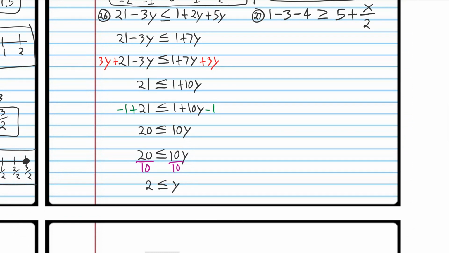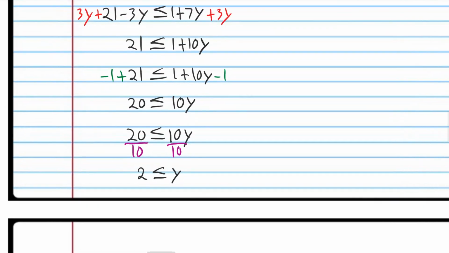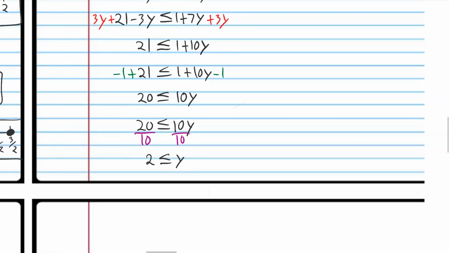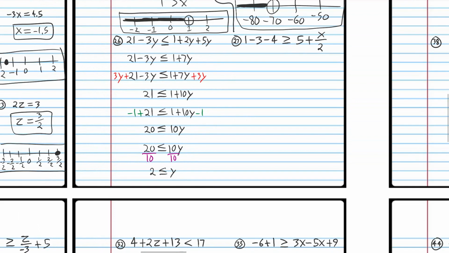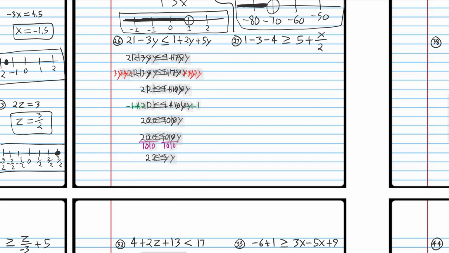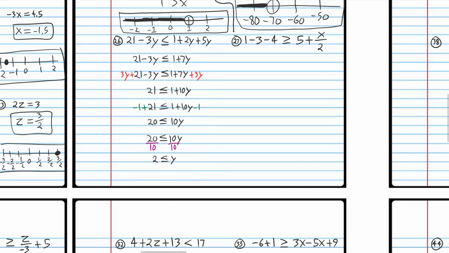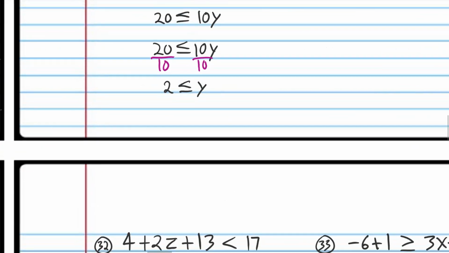So if you got 2 is less than or equal to y, good job. So again, because this is a less than or equal to sign, we say 2 is less than or equal to y. That's the difference. So now I need to shrink this stuff so I can have enough room to graph it. So again, the graphing works exactly the same way. The only difference is that we're going to have a filled in dot.